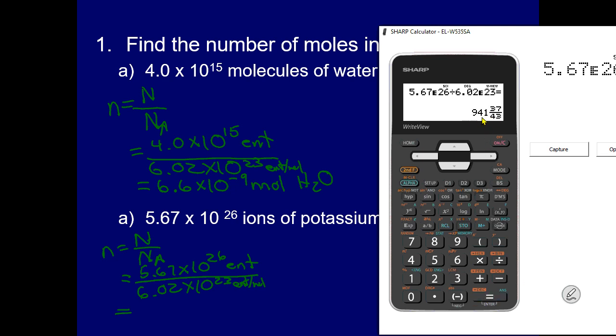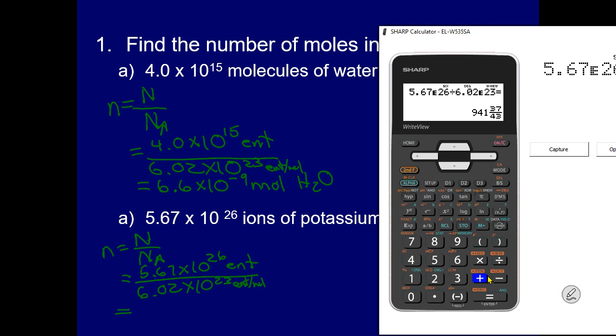It's now a fraction. Oh, what did I do to my calculator? Mode, go to normal, for crying out loud. Let's try that again. 5.67 exp 26 divided by 6.02 exp 23 equals. Really? A fraction. That's what you're going to do for me. How do I get it out of here? Is it the BS button? This is a bunch of BS is what's going on here. No, it's not the BS button. I hate it. Why do these things do this?